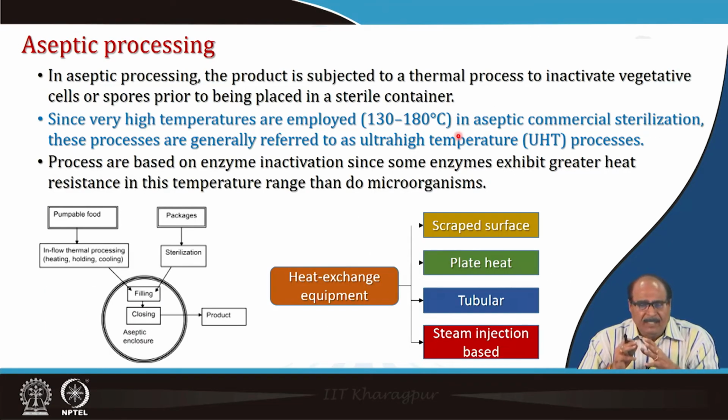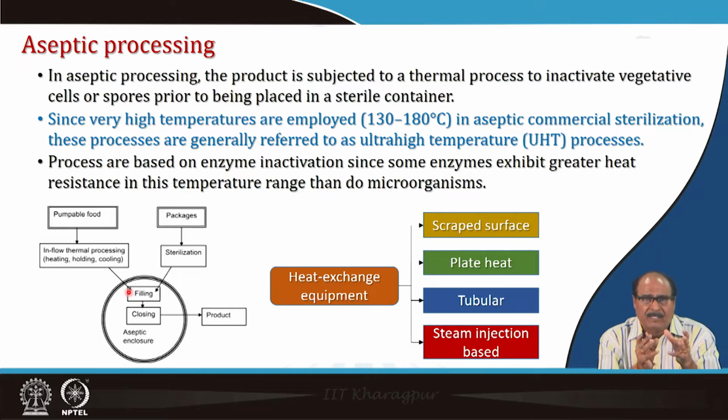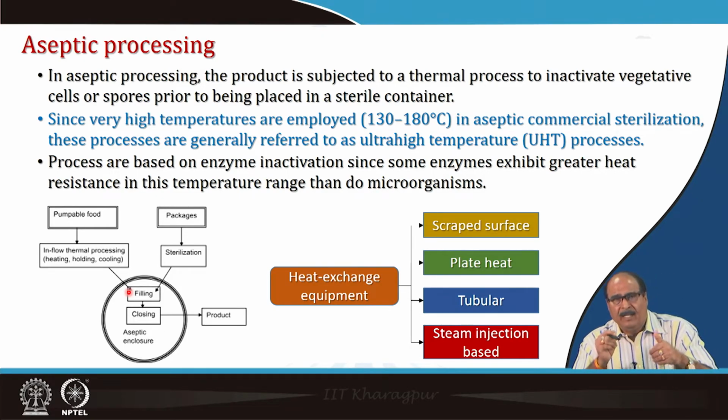Then aseptic processing. In aseptic processing, the product is subjected to a thermal process to inactivate vegetative cells or spores prior to being placed in a sterile container. Here, the packaging material is sterilized separately, and the pumpable foods, mostly liquid foods, are also sterilized separately. The product is then aseptically packaged using an FFS machine, a form, fill and seal machine, where the packaging material comes in, the packet is formed, filled with the material and finally sealed.